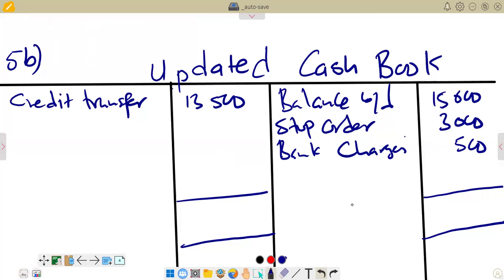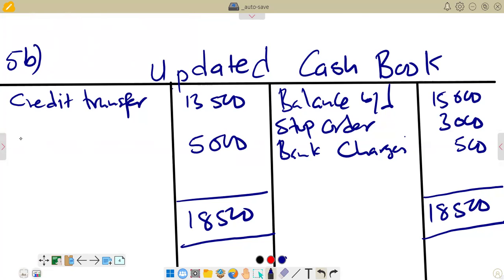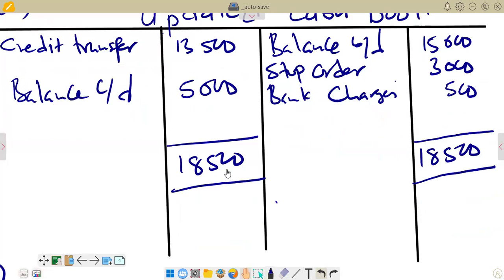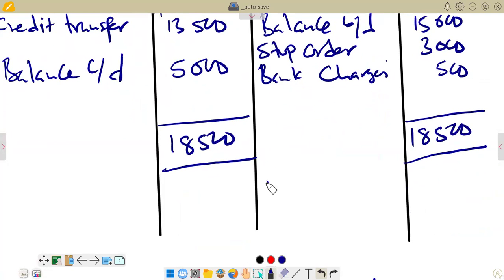So it means the credit side is greater. So we are going to put 18,500 on both sides in between the double lines. Then we are now going to say 18,500 minus 13,500 to get our balance here. If you do that, you are going to get 5,000. So this is our balance CD, which is also going to appear there as our balance BD on the debit side, below the double lines. It is our 5,000. So this is what we have in terms of the updated cash book.